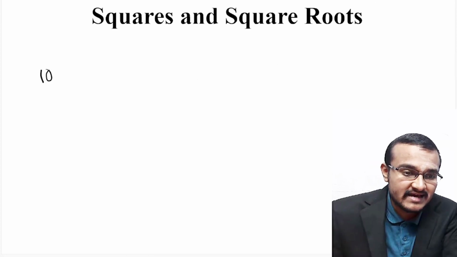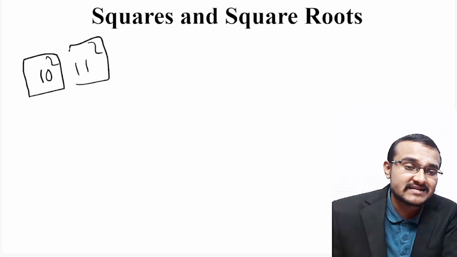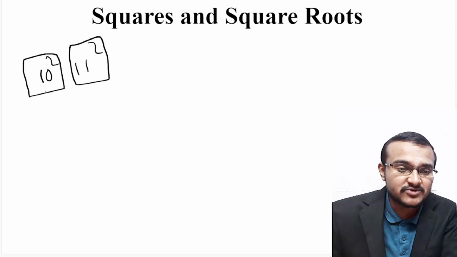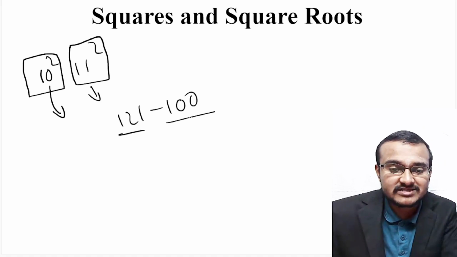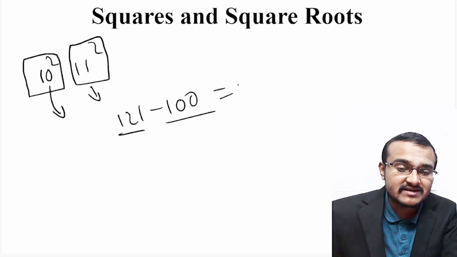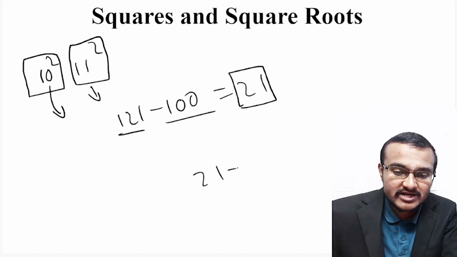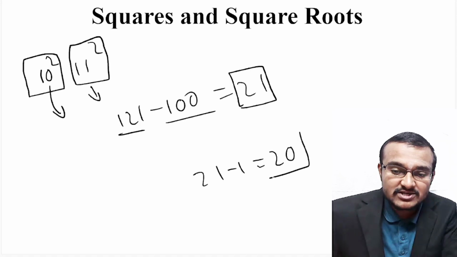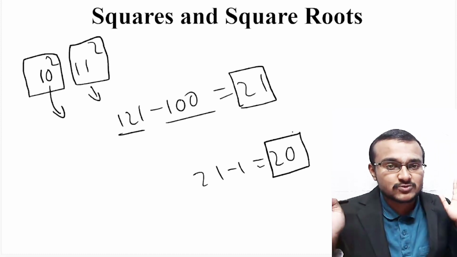How many numbers are there between 10 square and 11 square? You can easily tell by taking 11 square and 10 square. You can take 121 minus 100, because 11 square is 121 and 10 square is 100. So 121 minus 100 is 21. If you subtract 1 from this 21, 21 minus 1 is 20. So 20 numbers will be there in between 10 square and 11 square.